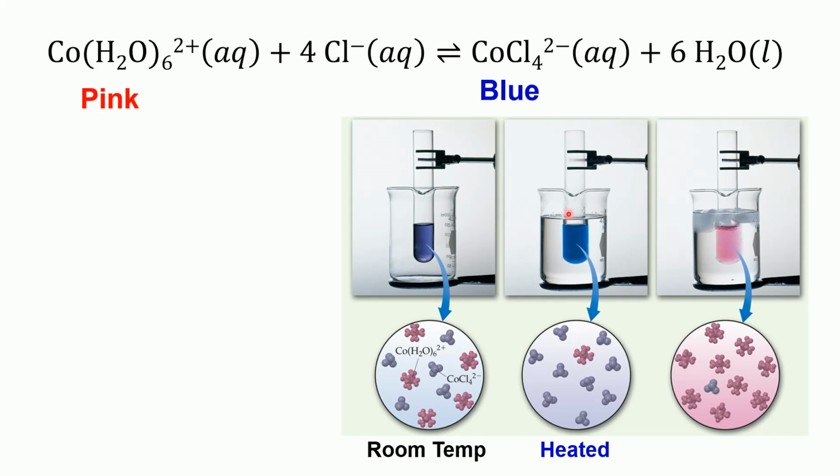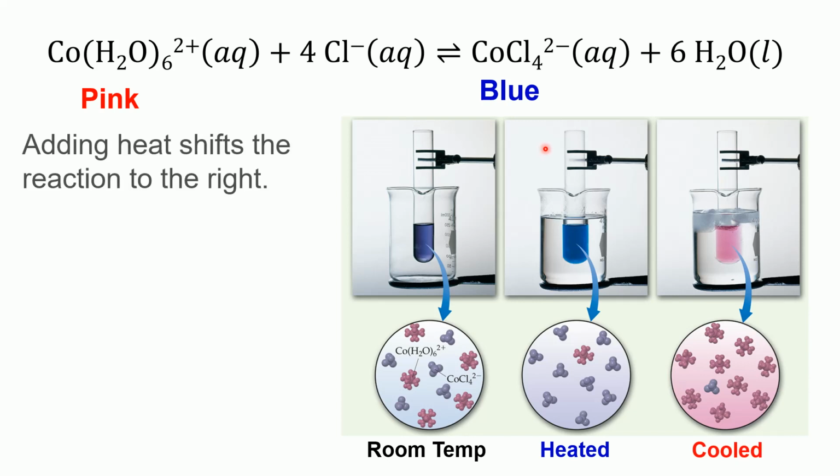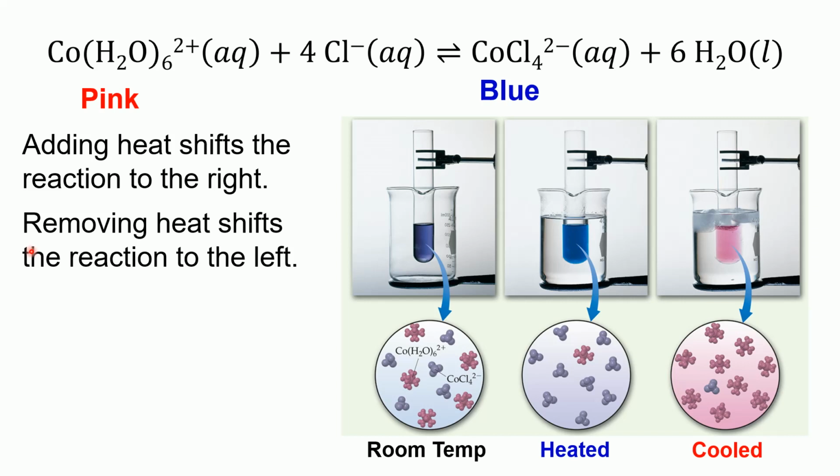If we take that same container, the same test tube, and put it into a beaker of ice water, we'll find that it shifts the reaction back to the left. So cooling this shifts the reaction back to the left. So here are our observations. Adding heat shifts the reaction to the right. Removing heat shifts the reaction to the left.